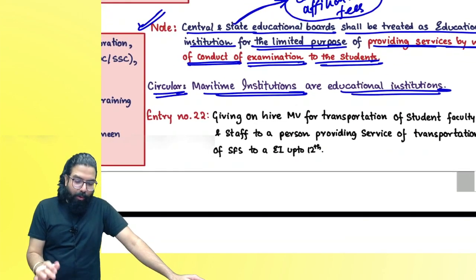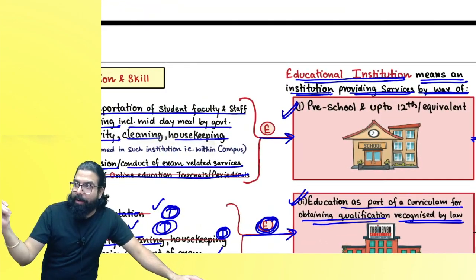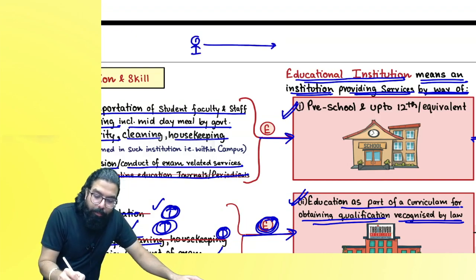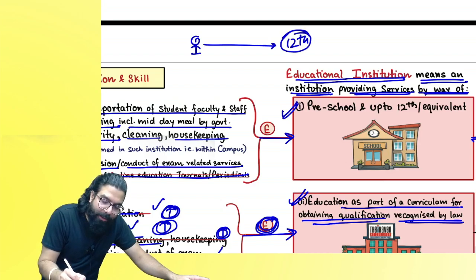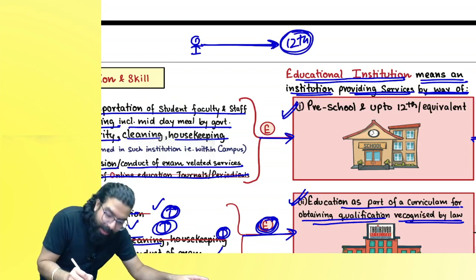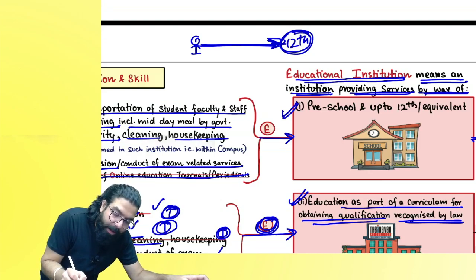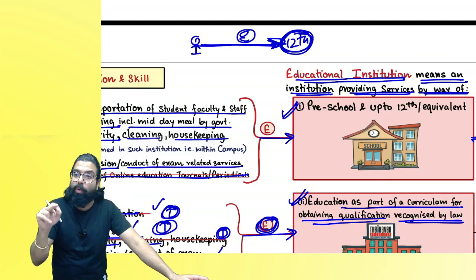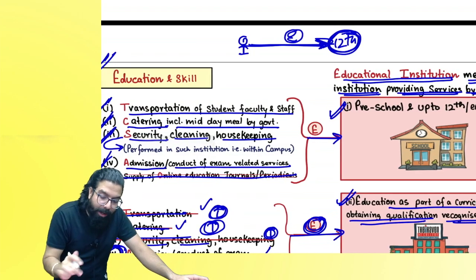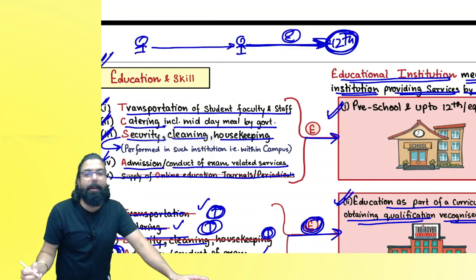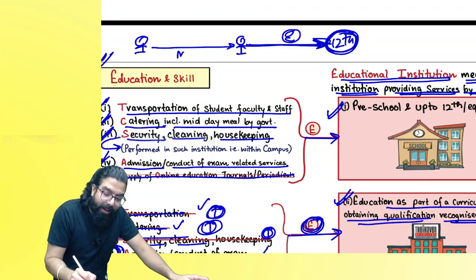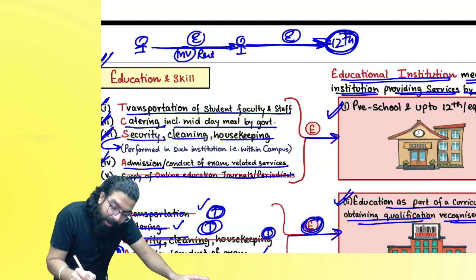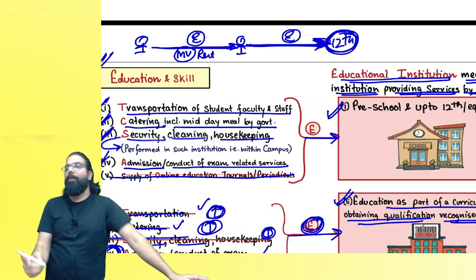The next one over here, you know what? Listen, sir, everyone over here, Balu is there. What did Balu do? Balu gave transportation services to an educational institution up to 12th. My question, everyone, he is giving transportation service. Will it be taxable or exempt? Exempt. Balu took the transportation of student, faculty and staff. He wanted a bus, so he took it from his friend. His friend gave him the bus, that motor vehicle. Now my question is, when his friend gave him the motor vehicle on rent or hire, his services to him also will be exempt because these services are exempt. Are you guys clear with this?